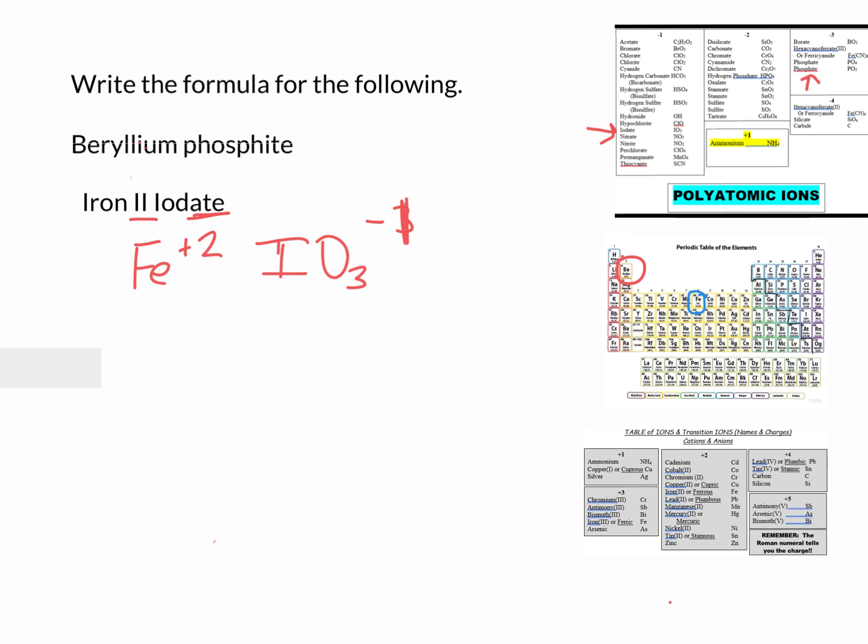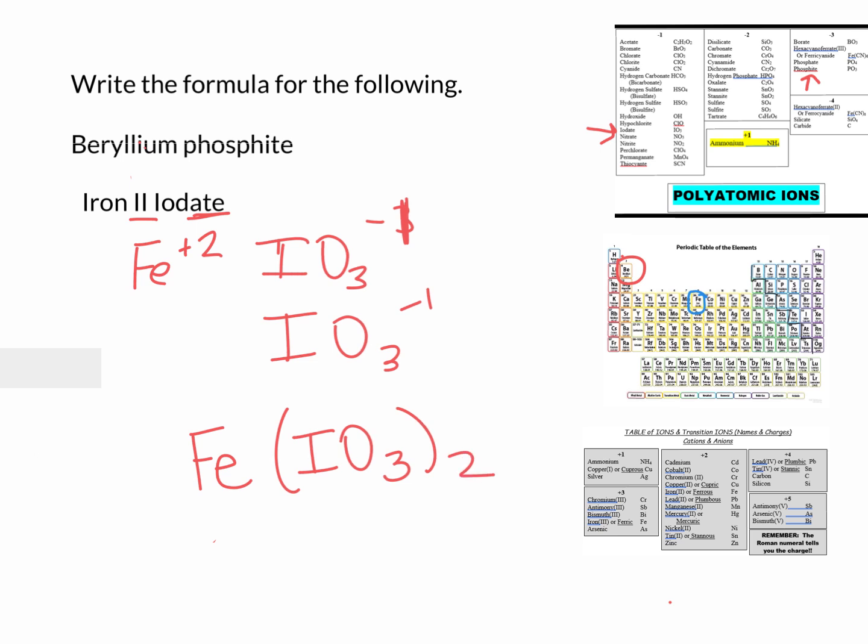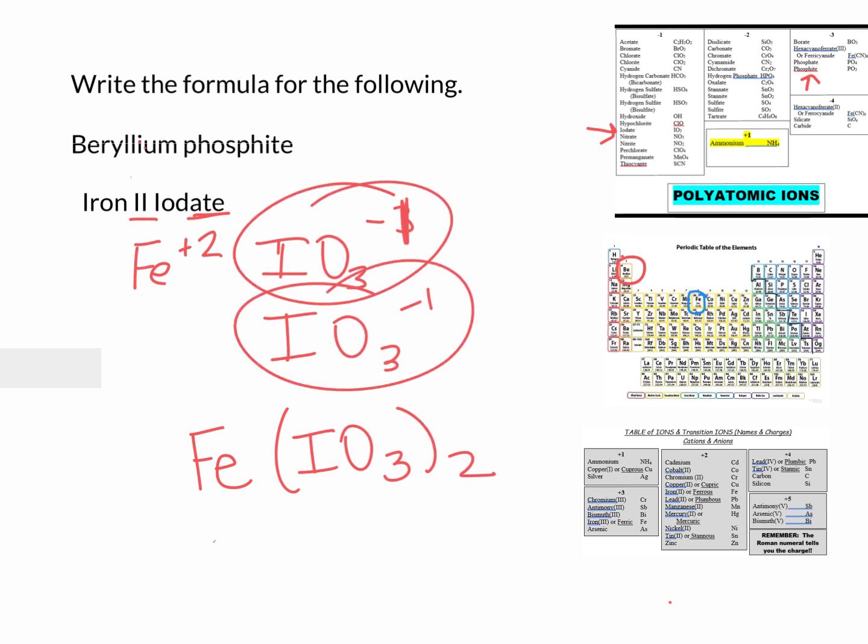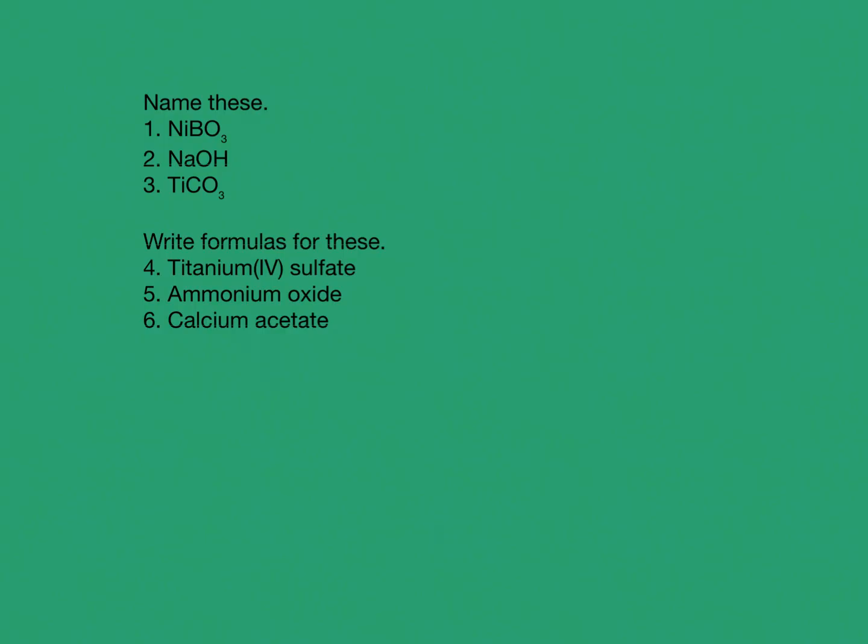Okay, so are these equal? No, I'm going to need another iodate ion. Okay, now I have 2 and 2, so I end up with 1 Fe, okay, and then I have 2 IO3s, so I put those in parentheses, and then I put a 2, because I have 1, 2 of them on the outside here. Okay, all good. Do this practice in your notebook.